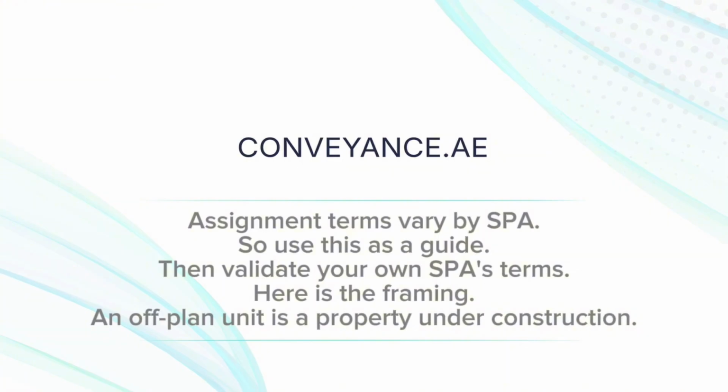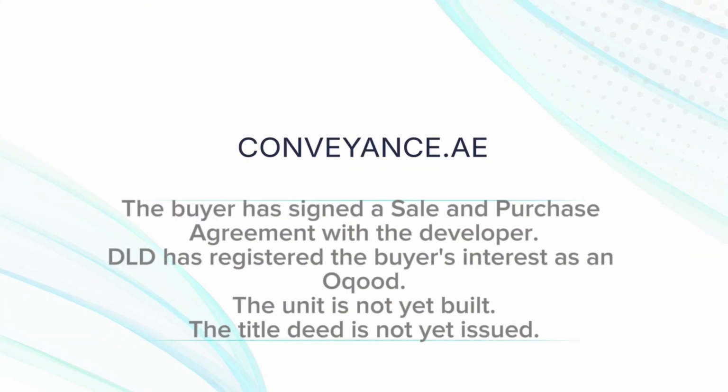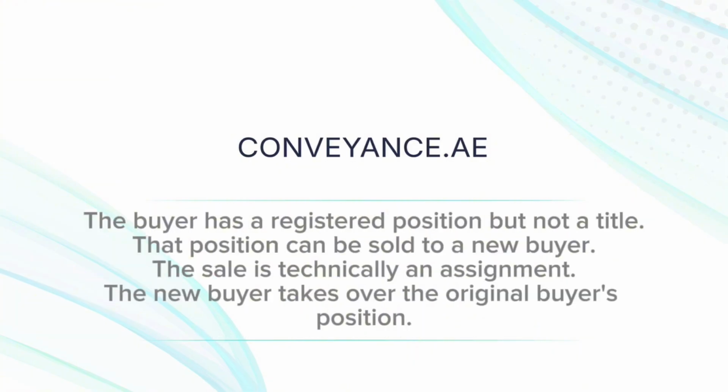Here is the framing. An off-plan unit is a property under construction. The buyer has signed a sale and purchase agreement with the developer. DLD has registered the buyer's interest as an OCUD. The unit is not yet built. The title deed is not yet issued. The buyer has a registered position but not a title.